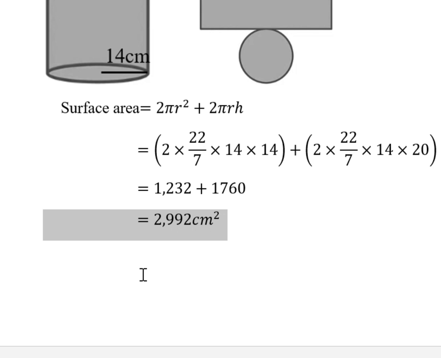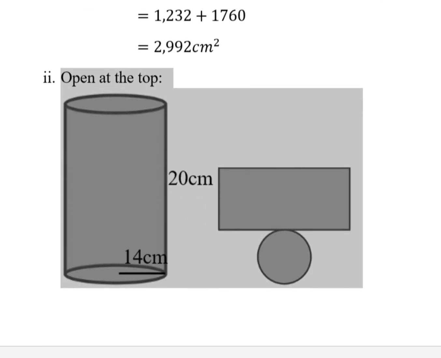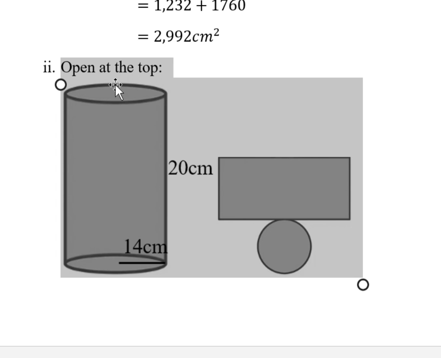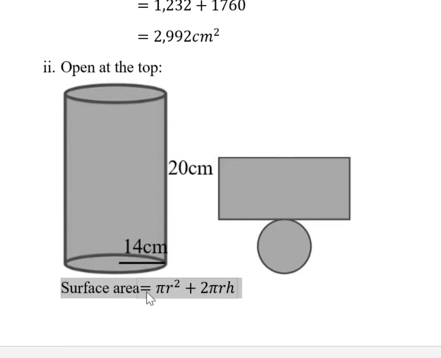If it's open on one side, then we shall work it out like that. In this case, we are assuming it's open at the top, but the answer does not change. Even if you say it's open at the bottom while the upper lid is maintained, the answer will still be the same. The issue here is you remove one of the circular parts, you maintain one. So the formula for calculating the surface area is this: pi r squared plus 2 pi rh. You see, it does not have 2 because we only have one circular part whose area is given by this.